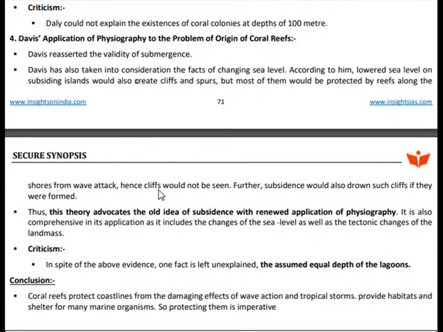It is also comprehensive in its application as it includes the changes of the sea level as well as the tectonic changes of the land mass. Criticism. In spite of the above evidence, one fact is left unexplained: the assumed equal depth of the lagoons. Conclusion. Coral reefs protect coastlines from the damaging effects of wave action and tropical storms, and provide habitats and shelter for many marine organisms. So protecting them is imperative.